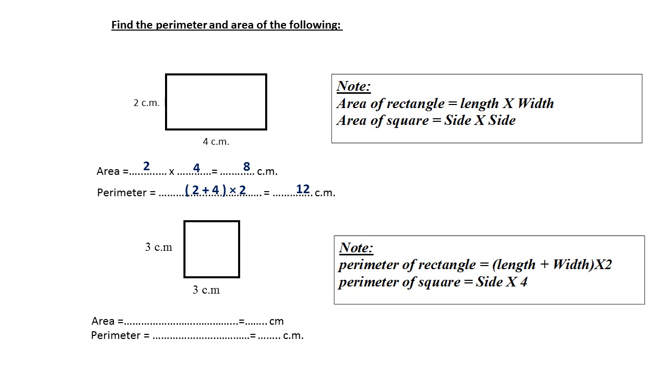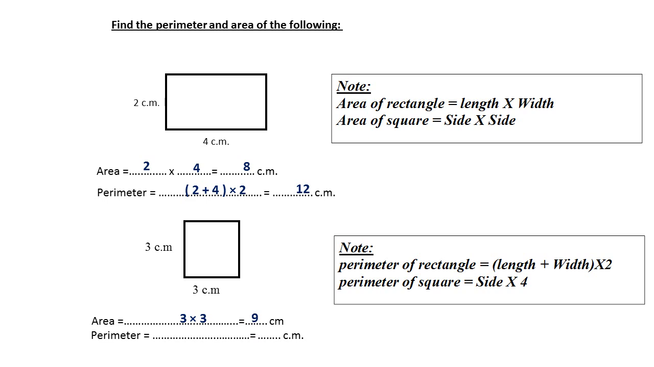Okay. Look at the second shape. It's a square. In any square, all sides are equal. So in this square, the side equals 3 centimeters. First I will answer the area. The area of a square equals side by side, or side by itself. So it will be 3 by 3. From table 3, 3 by 3 equals 9.